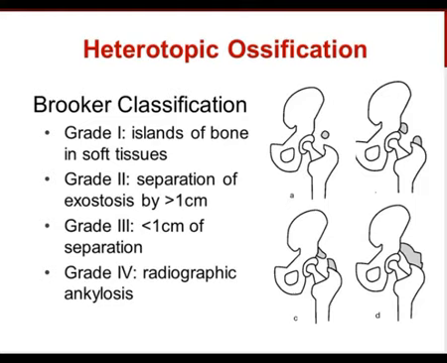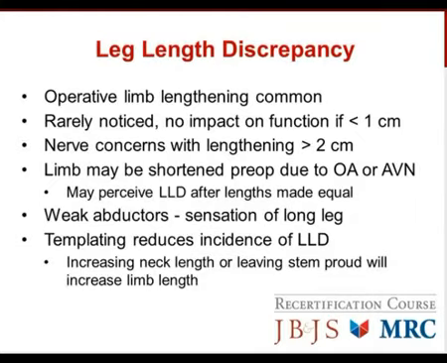Limb length discrepancy, slight lengthening of the operative limb is fairly common after total hip arthroplasty. Most patients rarely notice this or there's any impact on function if it's less than 1 centimeter. Once we get above 2 centimeters of lengthening, we start getting concerned with nerve issues. Remember that patients may perceive a limb length discrepancy after total hip arthroplasty due to soft tissue differences or weak abductors, the so-called perceived limb length discrepancy that will resolve with time. Templating reduces the incidence of limb length discrepancy, and you should understand how to template a total hip arthroplasty.